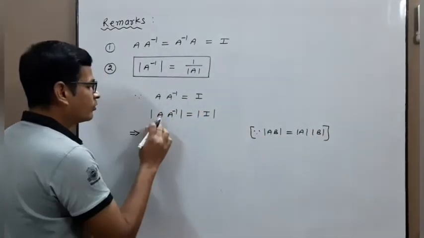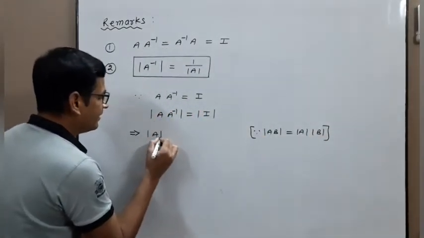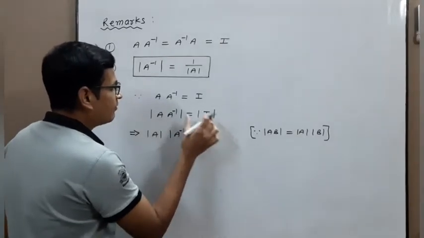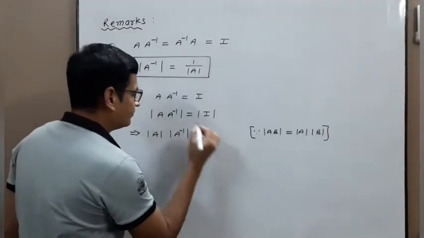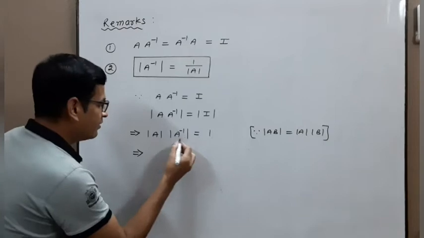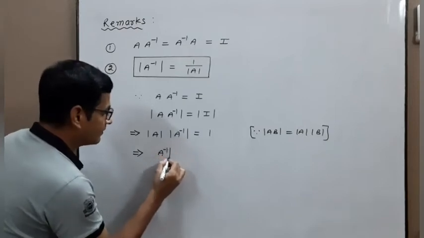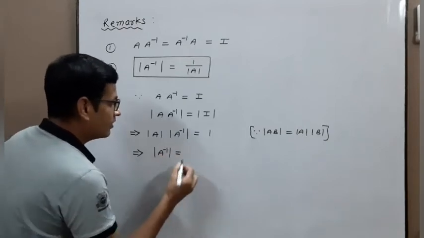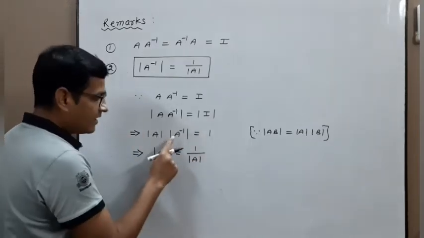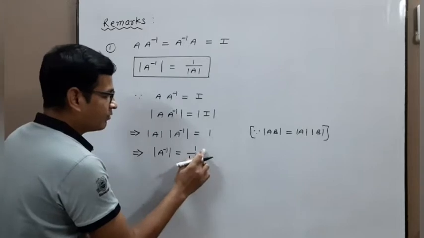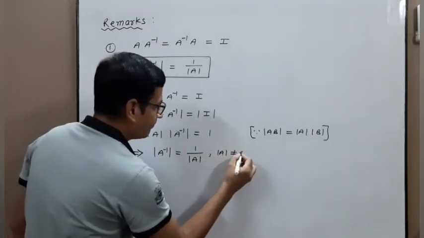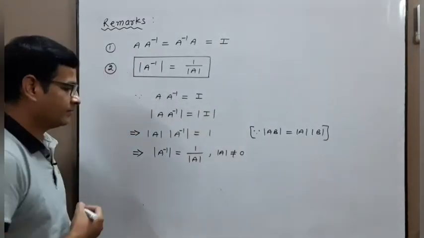So now, both are matrices, so we can write determinant A into determinant of A inverse, and determinant of identity matrix is 1. Next step, determinant of A inverse is equal to 1 upon determinant A. Since A inverse exists, it means determinant A not equal to 0. So we can apply this formula.